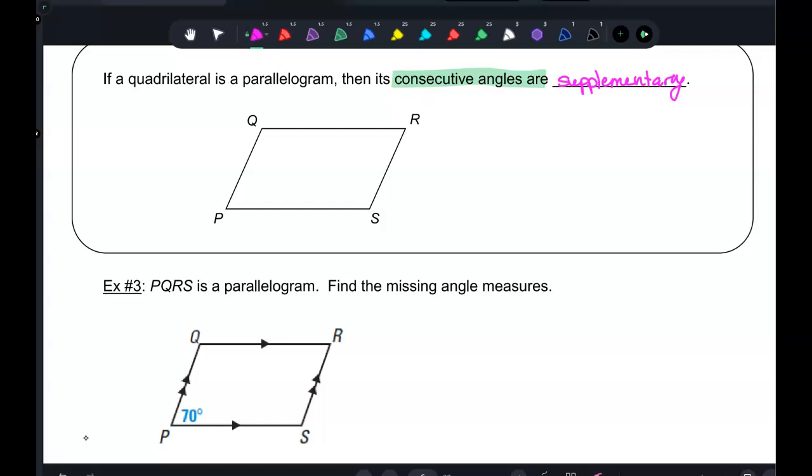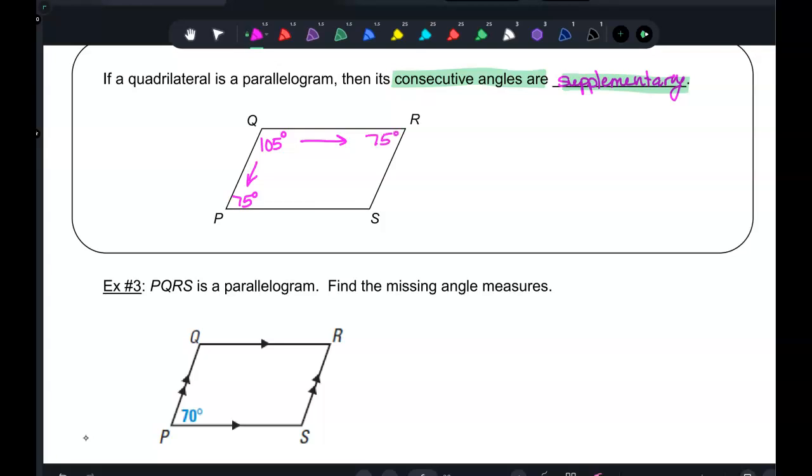Do you do the little lines for them or no? No, because here, I'll give you a different measure. Let's say this was 105. What would angle P have to be if they're supplementary? 180 minus 105, so 75. And this one would also have to be 75.